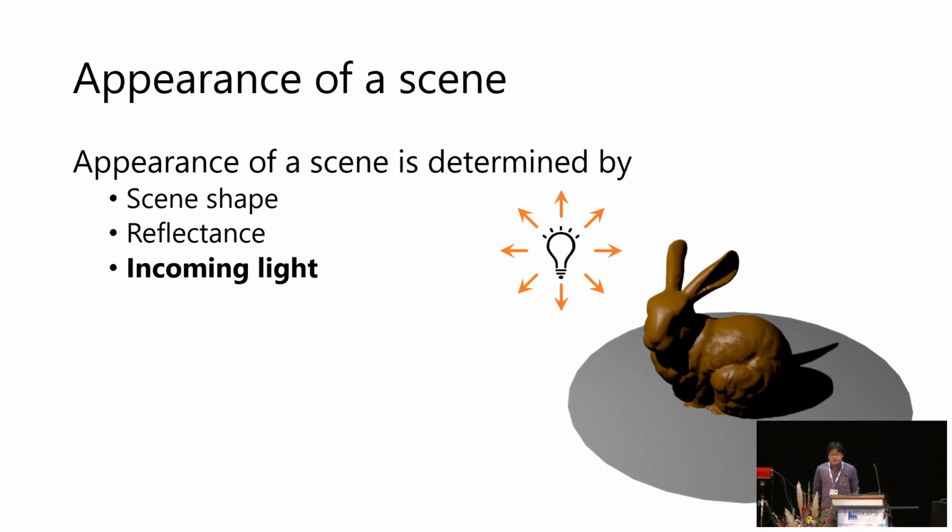First, I explain the research background. Concerning the appearance of a scene, it's determined by these three factors: scene shape, reflectance, and incoming light. Therefore, it's important to know the incoming light. And in this study, we focus on the incoming light and develop a new light source estimation method.